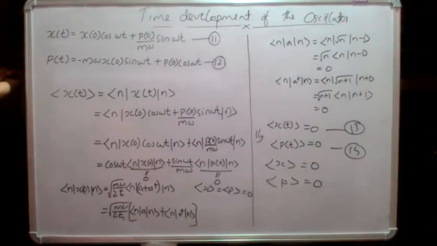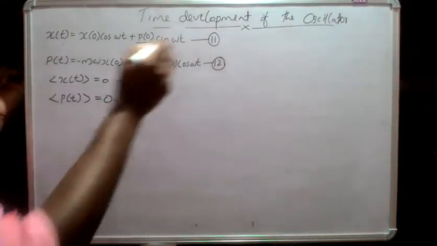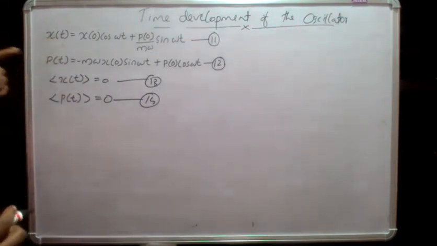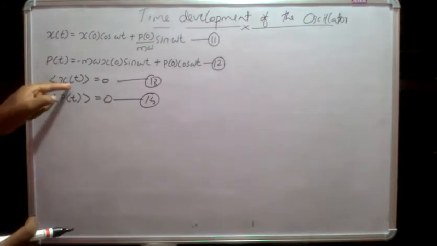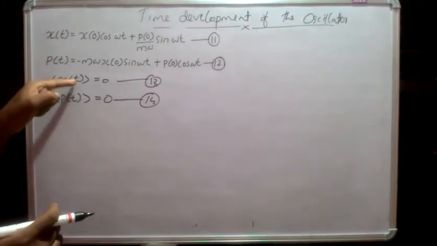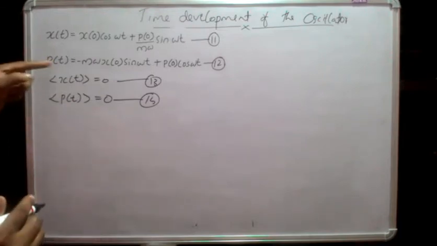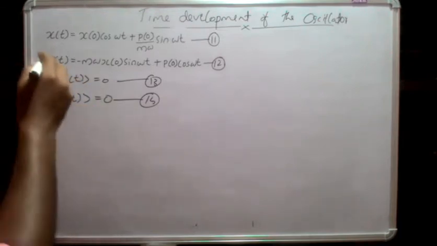We obtained four equations: the position operator as a function of time, the momentum operator as a function of time, the expectation value of the position operator as a function of time, and the expectation value of the momentum operator as a function of time, and we got these values.